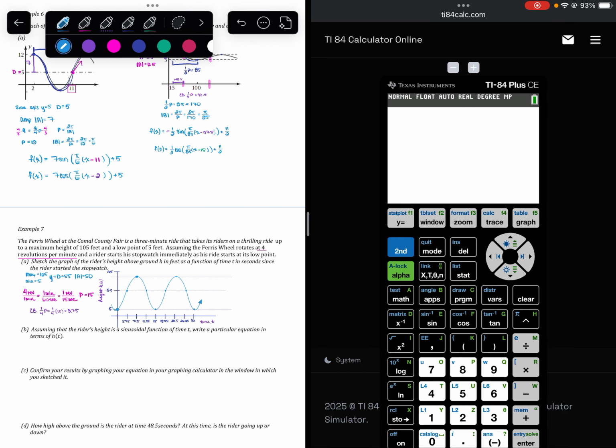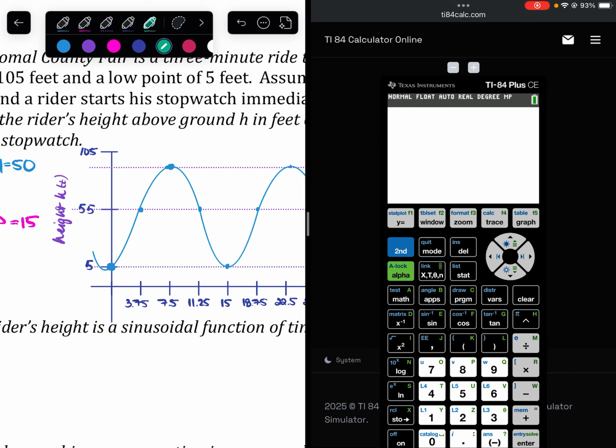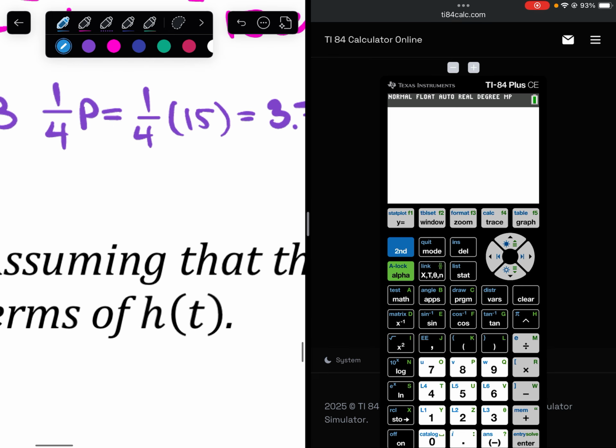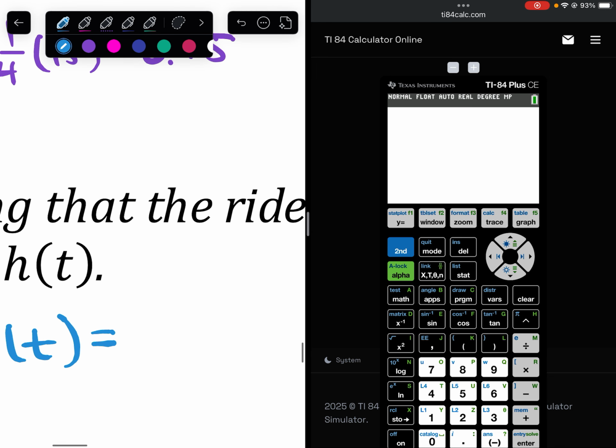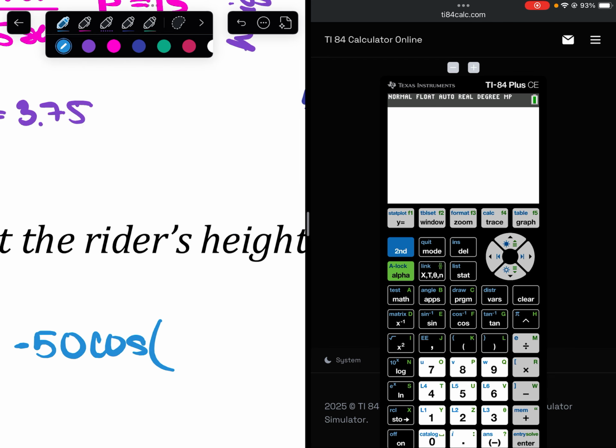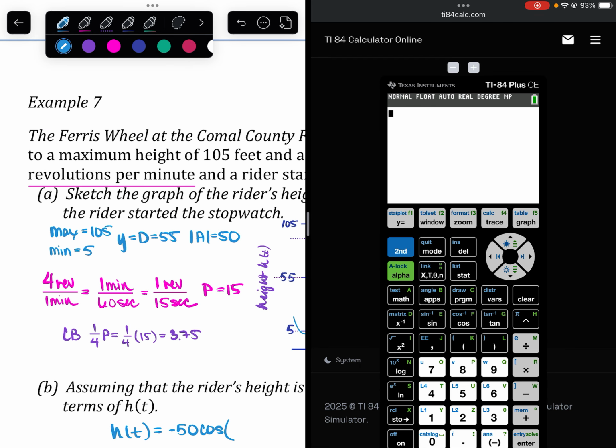All right, part B, assuming the rider's height is a sinusoidal function of time t, write a particular equation in terms of h of t. So you write an equation. Sine, cosine, it does not matter. Completely up to you. If I look at this graph, I notice a low at time equals 0, so I would do a negative cosine graph. So h of t, I'm going to do negative cosine, so negative 50, because that was our amplitude. Cosine of, I need b. I don't have b, but I have p.